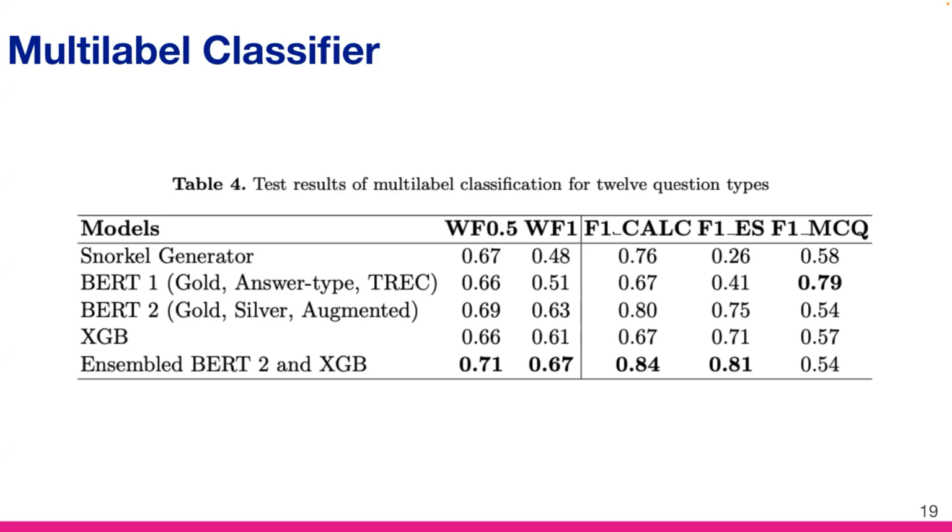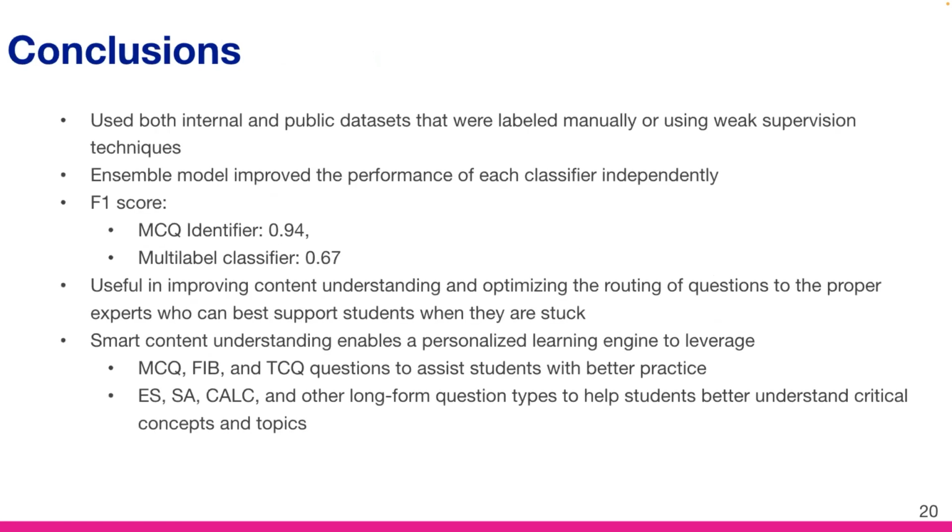I also reported the F1 score for the top 3 classes of question types in our platform, and the result is actually good. So for calculation, which covers almost 30% of our user questions, the F1 score is 0.84, which is acceptable. So this is all the results I have for the multilabel classifier.